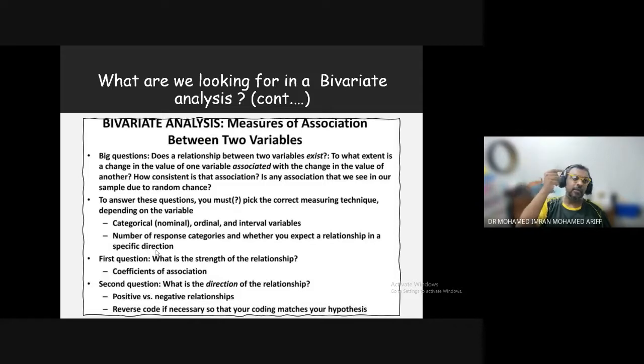Dia tak baca soalan pun. Okay, yes, dia ikut pattern dah. Yes, no, yes, no, macam tu. Okay, so reverse items are very important when you do a survey.